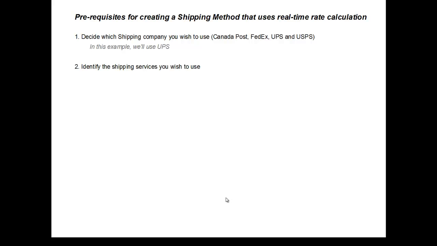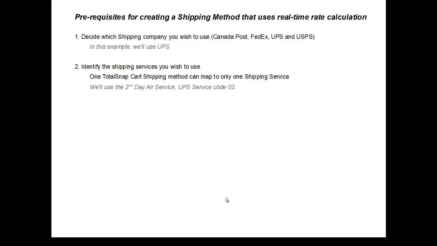Before we go ahead and create the shipping method within the TotalSnapShop, there are some prerequisites. First of all, we need to decide which shipping company we want to use, and the four there you can see are the ones supported out of the box with TotalSnapShop. We're going to use UPS for this example. Next, we want to look at that particular shipping company and work out which shipping services we want to use. It may well be that you want to use more than one, and within the TotalSnapShop, you map one shipping method to one shipping service from a company, so you might need to set up more than one shipping method. For this example, we'll just pick one, and we're going to use the UPS second-day air service.